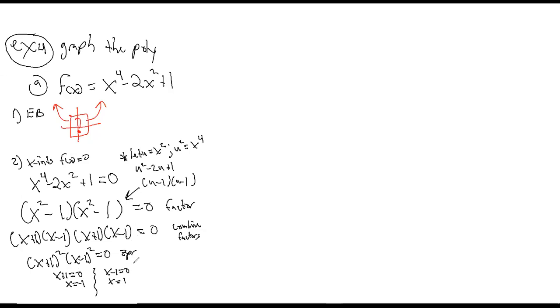But we still want to identify their multiplicities. That's the exponents. Both of those have exponents of 2, which means they bounce. Remember, odd multiplicities cross, even multiplicities bounce. Now those 2 points, and I'll put it in a different color for emphasis. So our x-intercepts are (-1, 0) and (1, 0), and both bounce. Both bounce.